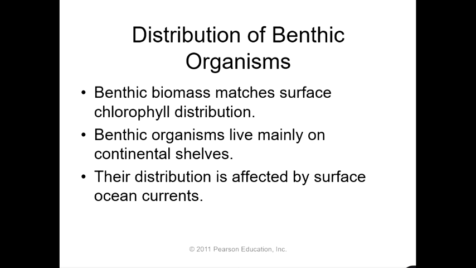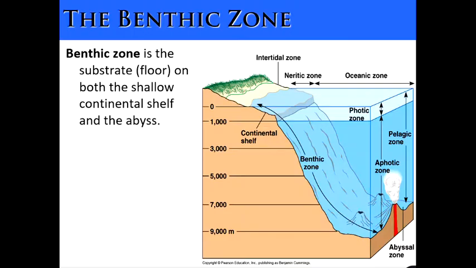They are closely tied to the surface chlorophyll distribution, which is, of course, tied to primary productivity, meaning that most of these things are found on the continental shelves, but they are found everywhere else as well. And because virtually all of them have larval stages of different lengths, the distribution of these organisms is strongly affected by surface currents. So first let's look at the benthic zone.